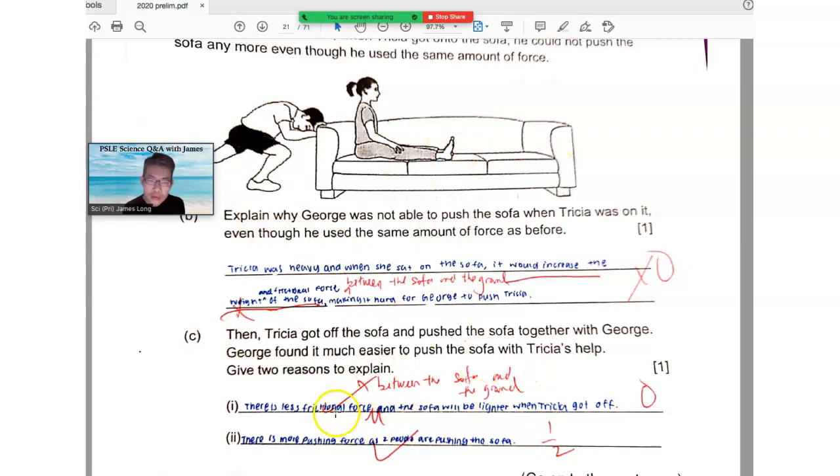So this is what I talk about. Whereby I talk about frictional force, you have to mention the two surfaces that are in contact. Otherwise, I cannot assume for you what you mean by frictional force and where this frictional force is exerting upon.